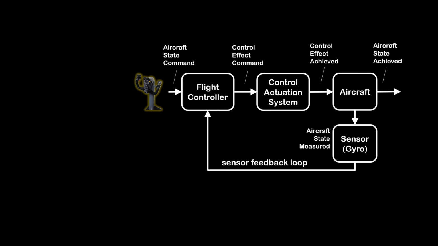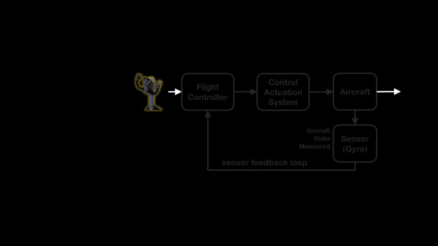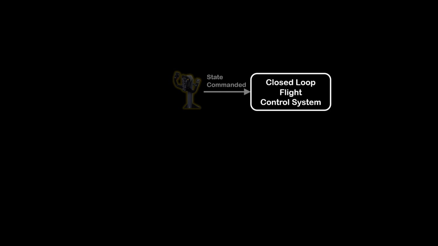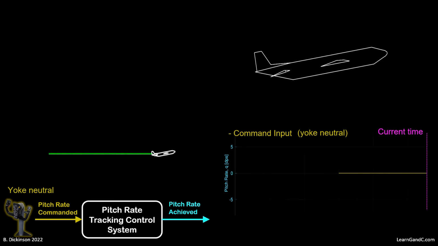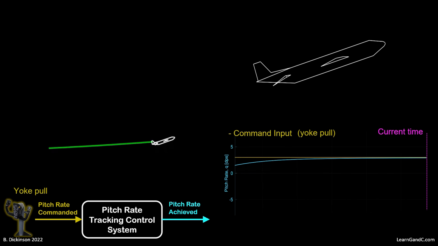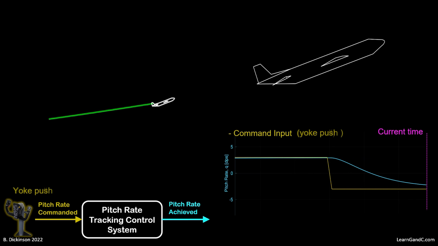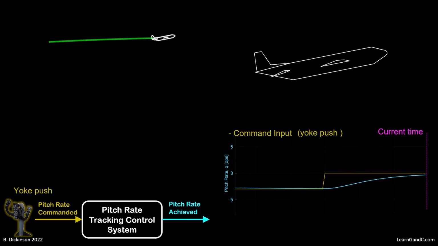This feedback loop represents a process to rapidly and efficiently drive the aircraft to a desired state. It can be represented as a single process with command input and achieved state output. In this case, we're talking specifically about a pitch rate tracking control system, where pulling the column back creates smooth and responsive pitch up motion, and pushing the column forward creates smooth and responsive pitch down motion.